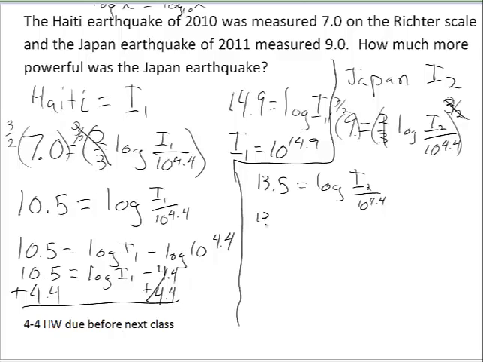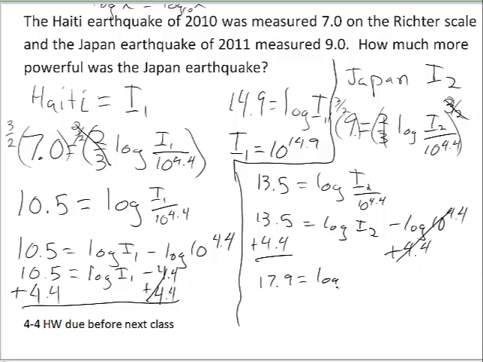Similar trick. We break that log up: log I2 minus log 10 to the 4.4. The log of 10 to the 4.4 is still the number we have to put on 10, so that's still 4.4. So I'm just going to add 4.4 here to save a step. Add 4.4 to that side as well. So we have 17.9 is equal to the log of I2. That's saying that whatever this I2 is, 17.9 is the number we have to put on 10 to get it. So therefore I2 is 10 to the 17.9.